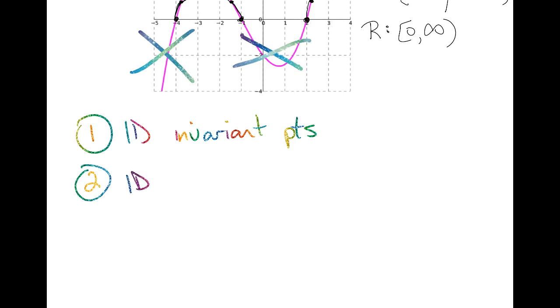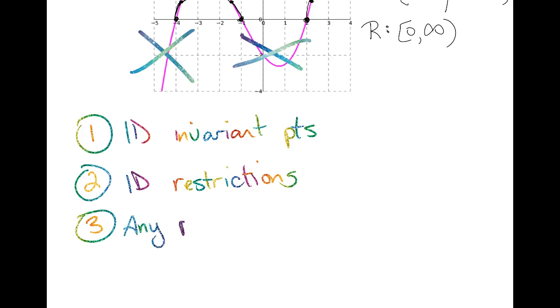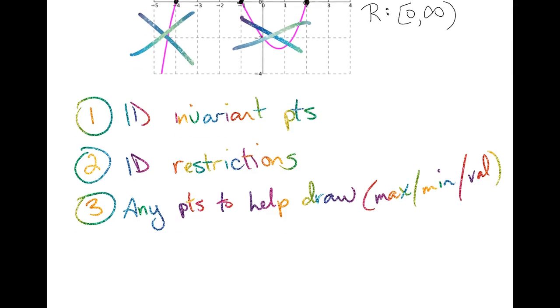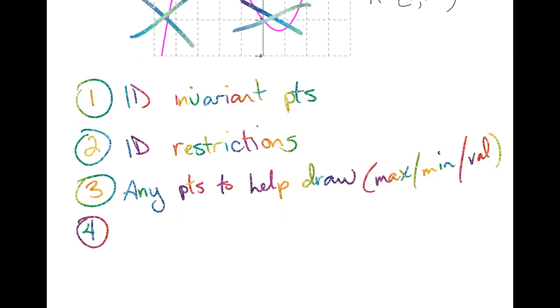So identify, and then 3 is maybe identify some key points that you might want to use. So maximum, minimum, easily calculated values. Okay, and then finally, we're going to sketch the curve following our other rules.